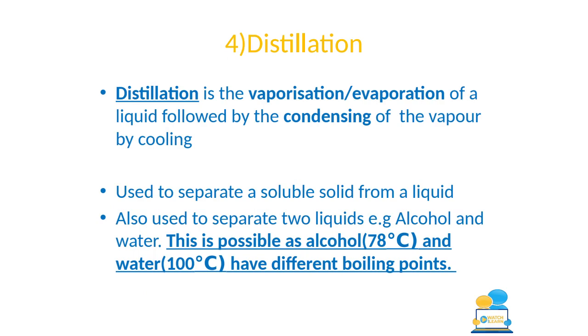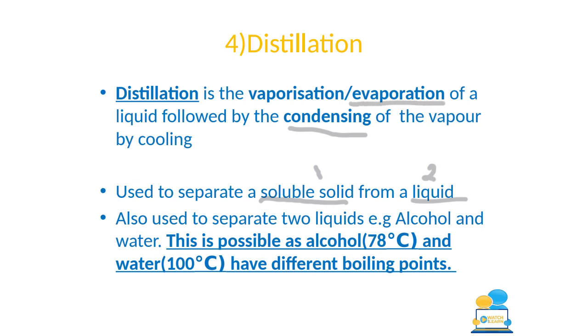In the previous example of a separation technique, evaporation, we focused on separating a soluble solid from a liquid. And in this process, distillation, we will also use it to separate a soluble solid from a liquid. However, in this case, we're going to keep both of them. We're going to retain both the soluble solid and the liquid, whereas in evaporation alone, we will only have the soluble solid at the end. So distillation is the vaporization of a liquid followed by the condensing of the vapor by cooling.